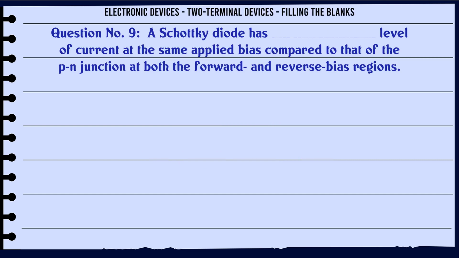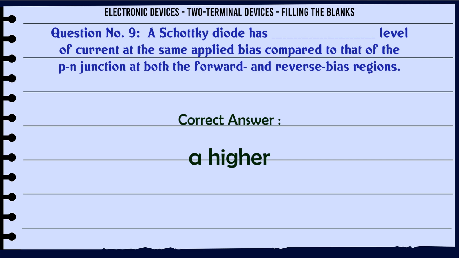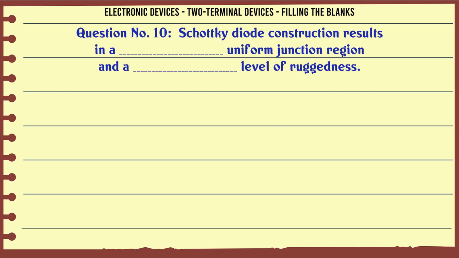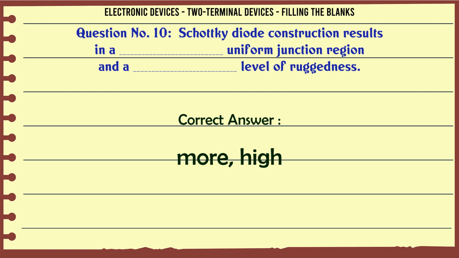A Schottky diode has a ___ level of current at the same applied bias compared to that of the p-n junction in both the forward and reverse bias regions. A, lower; B, higher; C, the same; D, none of the above. The correct answer is higher. Schottky diode construction results in a uniform junction region and a ___ level of ruggedness. A, more high; B, less high; C, more low; D, less low. The correct answer is more high.